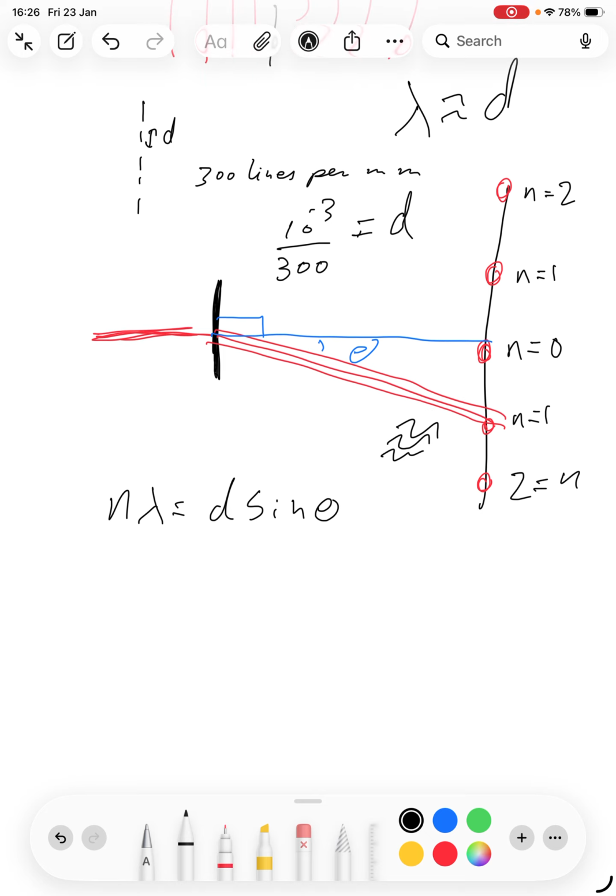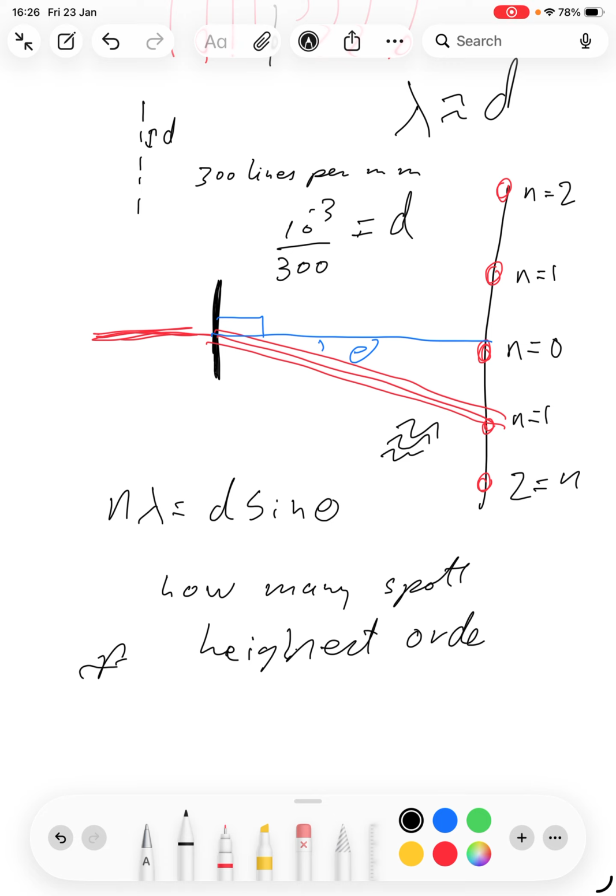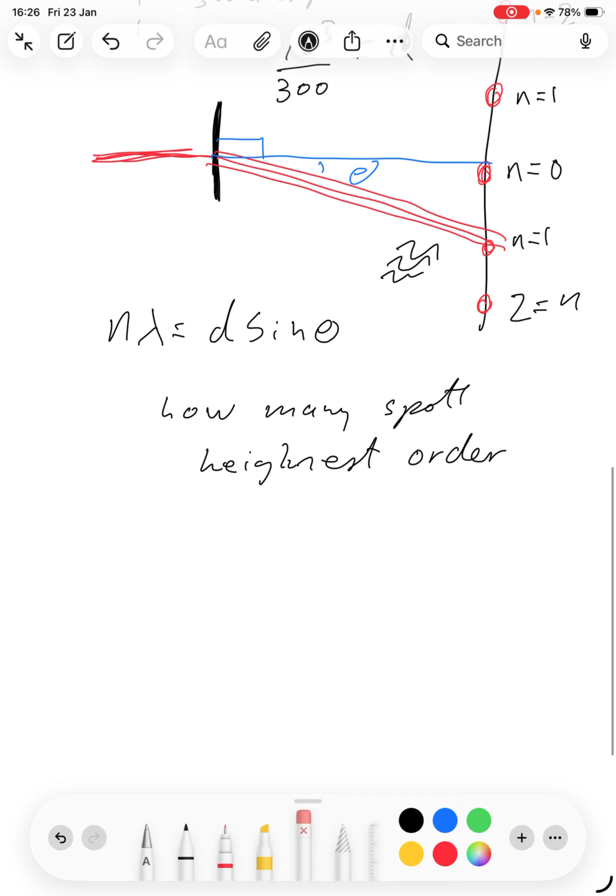And then finally, we might get asked a question, either how many spots will be visible, or we might be asked for the highest order. Okay, I've just got a load of nonsense there. So that would be the greatest value of n.